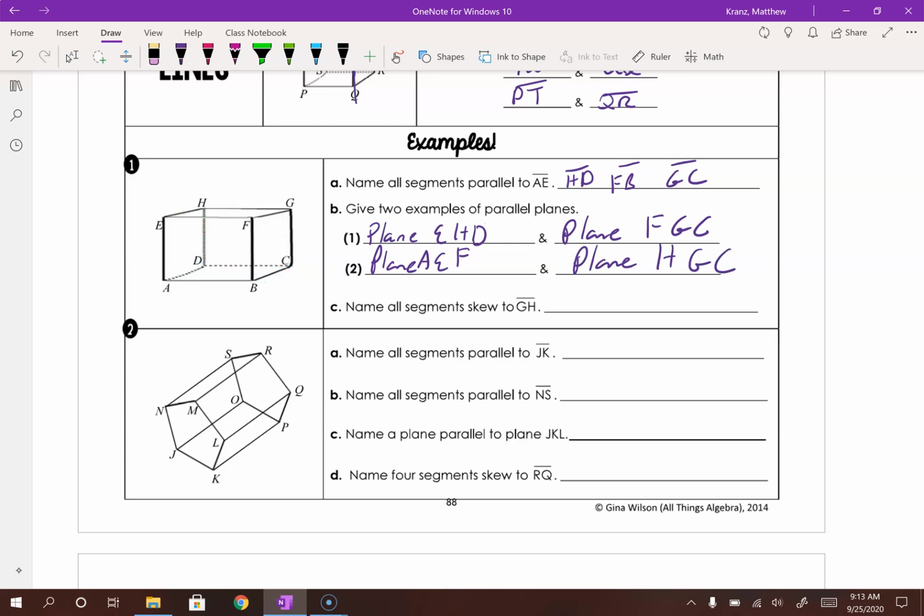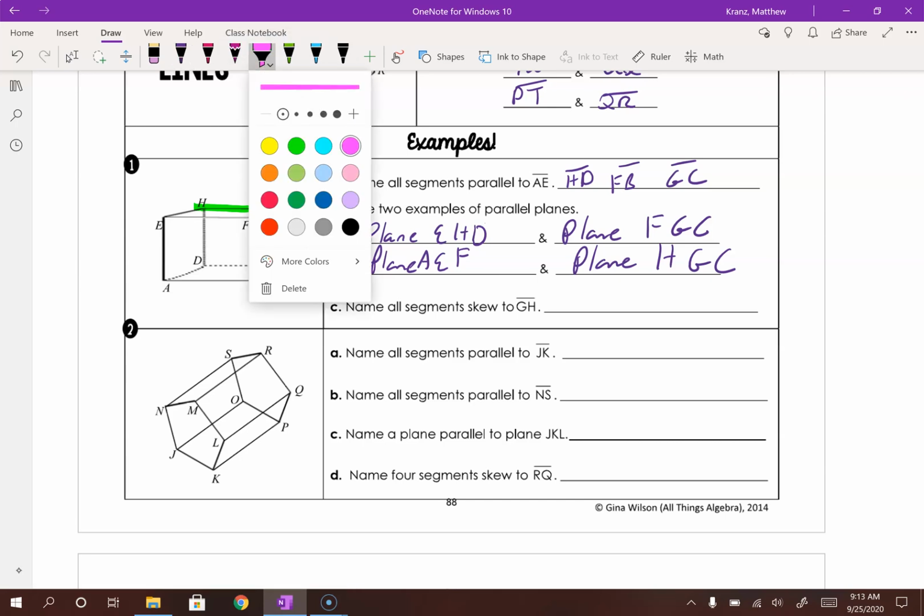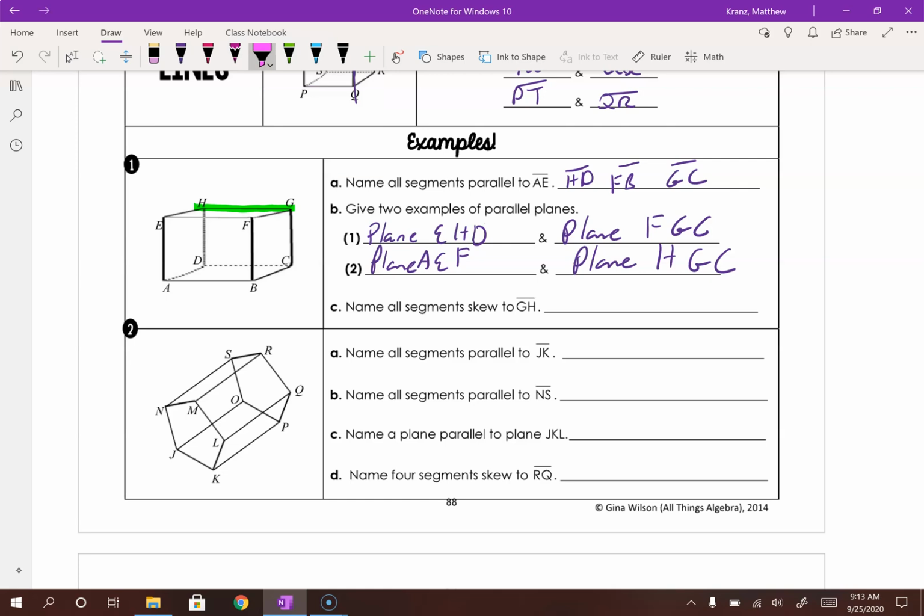Then it wants us to name all segments that are skew to GH. So let's identify GH, which is right here. These are going to be lines that don't intersect with it, but they're not parallel either. So let's get rid of our parallel lines. We know that this one is parallel, this one is parallel, and that one is parallel to HG or GH. Those are all parallel lines in some way.